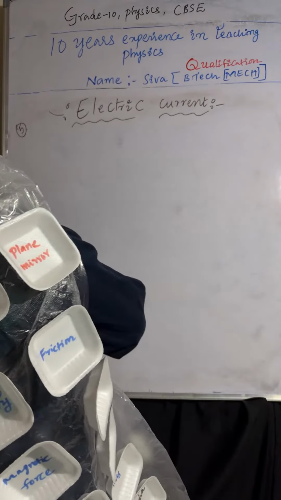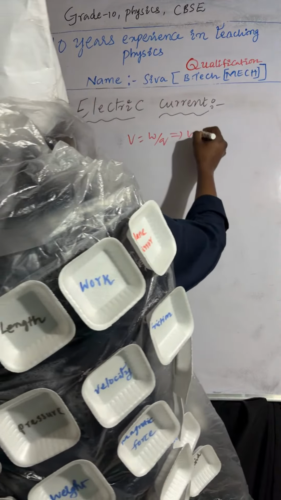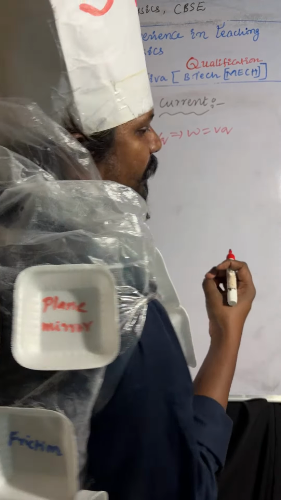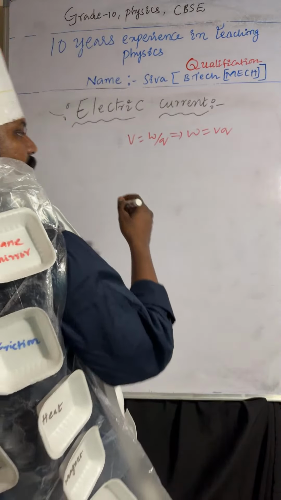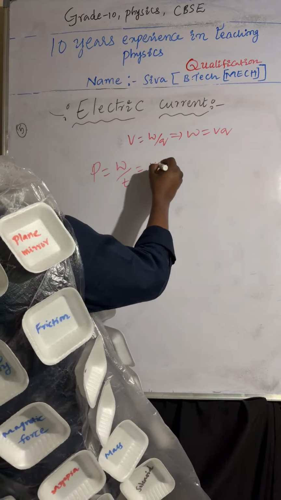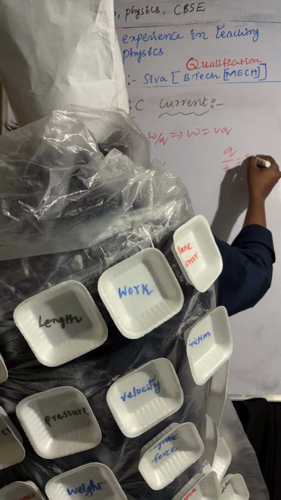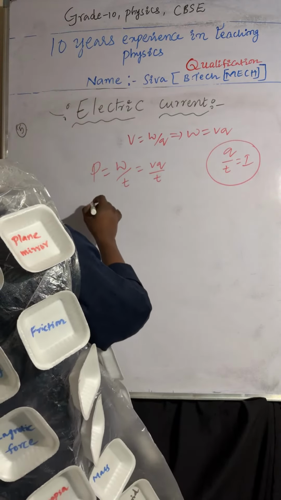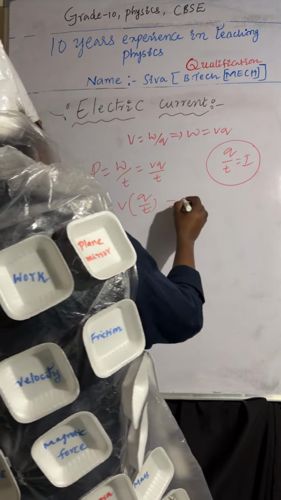Now you can see, V equal to W by Q. From this, W equal to VQ. Yes or no? Power equal to rate of doing work. P equal to electrical power, equal to rate of doing work, that is nothing but VQ by T. Rate of flow of charge is called electric current. I equal to Q by T. So P equal to V into Q by T, that is VI.